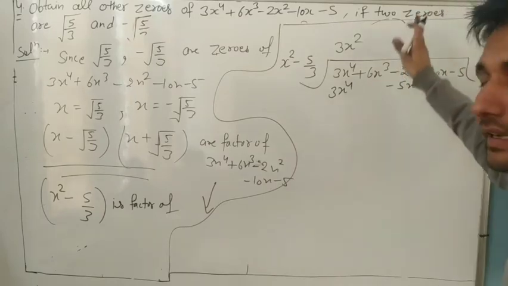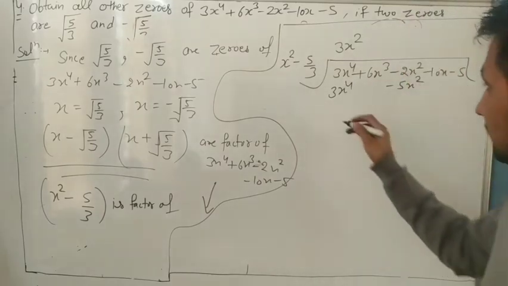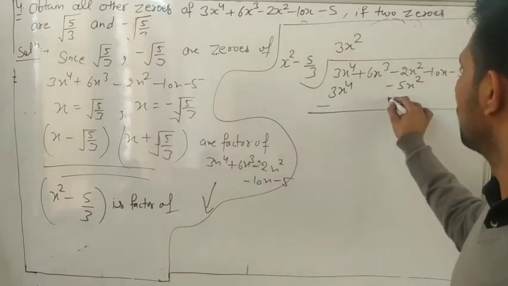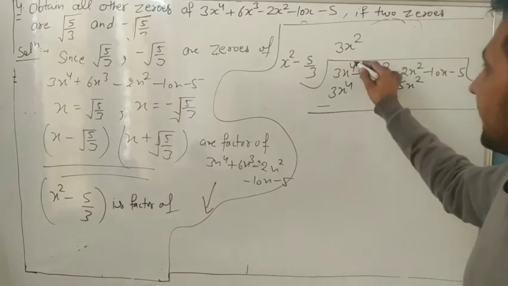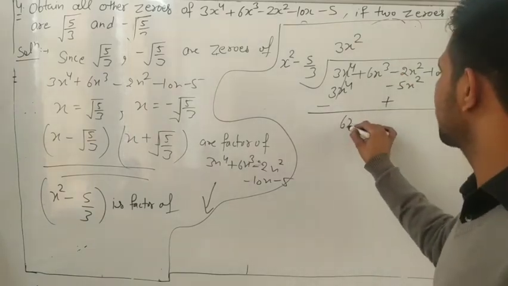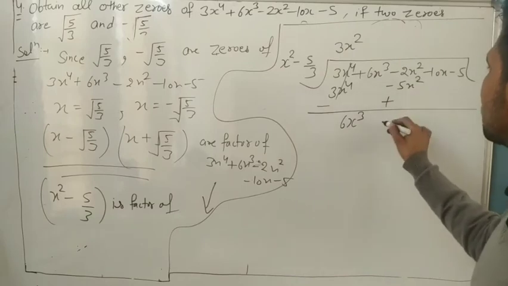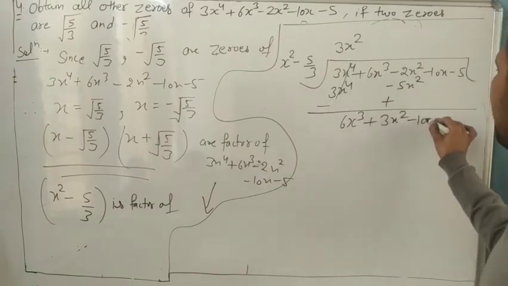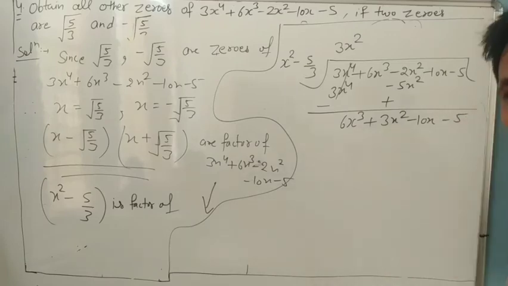So write same power in same line. Next step is change the sign, negative, positive. 3x square minus 3x square, 0. What is 6x cube? Next is plus 3x square minus 10x minus 5.